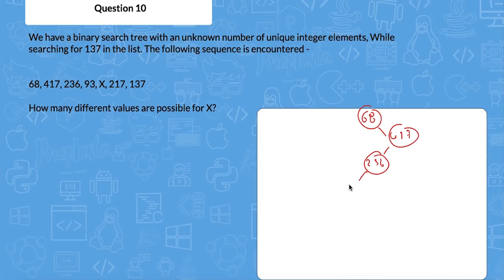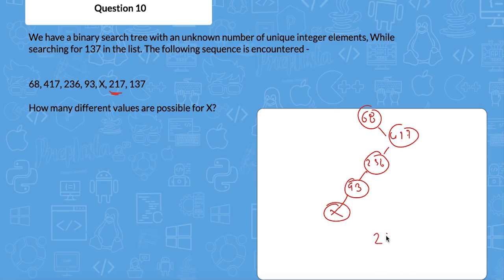Okay, and then we have x. Okay, so let us assume x is on this side. Okay, then finally we have 217. So what happens is, obviously, because 217 is greater than 93, it will come on the right hand side. So 217 will come here.